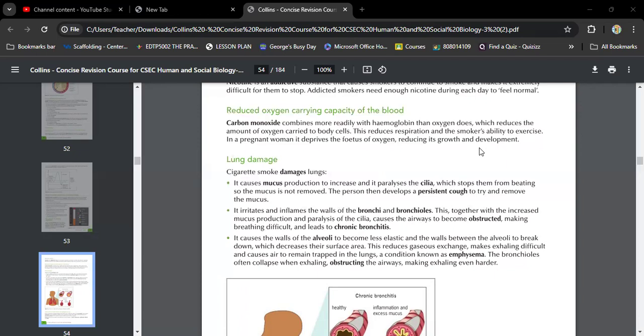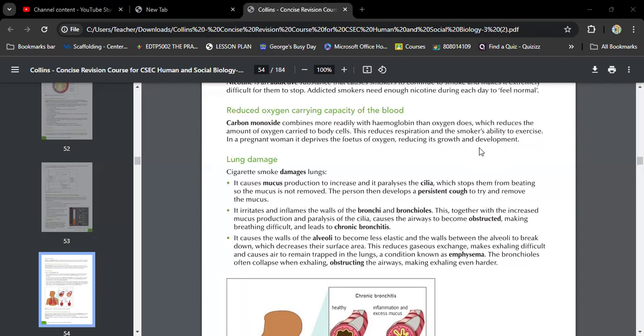It irritates and inflames the walls of the bronchi and the bronchioles. And we looked at the diagram which showed the importance of the bronchi and the bronchioles, right? This, together with the increased mucus production and paralysis of the cilia, causes the airways to become obstructed, making breathing difficult. And it leads to something known as chronic bronchitis, right? So when you hear the term bronchitis, you instantly think of lungs and some kind of inflammation of your lungs or your airways, because bronchitis, bronch, comes from bronchioles or your bronchi, right?